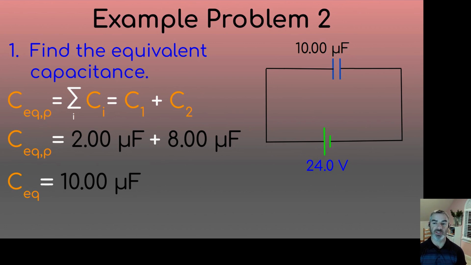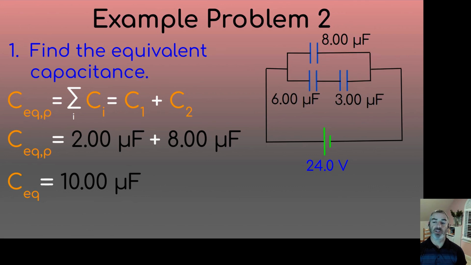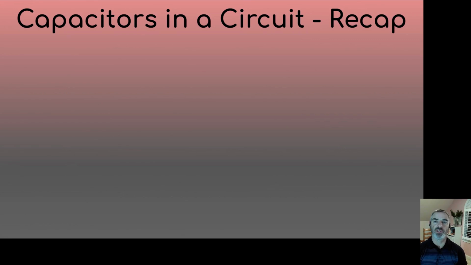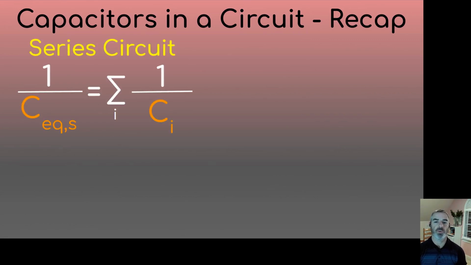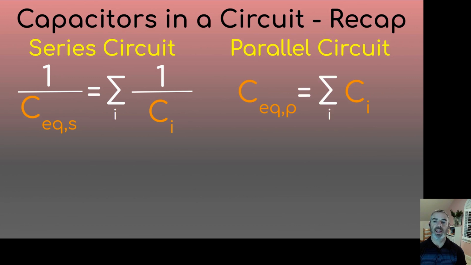You've got to diagnose the circuit, make sure that you find the ones that are set up in series or parallel first. So let's go ahead and recap those 2 example problems. In a series circuit, we have this equation where 1 over the equivalent capacitance in series is the sum of the inverses of the individual capacitors. And in parallel, the equivalent capacitance is just the sum of the capacitors.